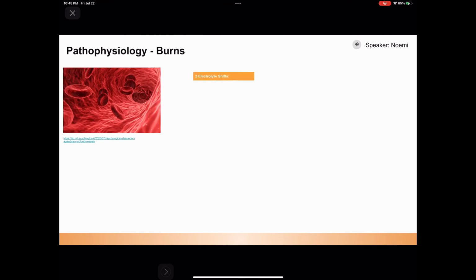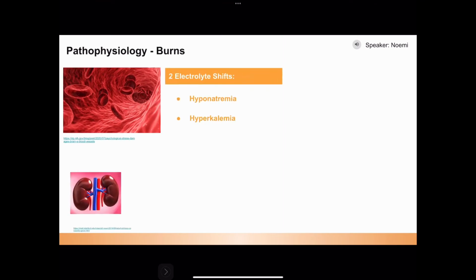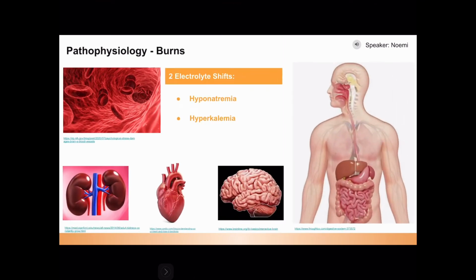Pathophysiology of burns. So what exactly happens when you get burned? The body experiences heat, which triggers physiological changes that lead to visible skin reactions such as redness and charring of the skin, just to name a few.